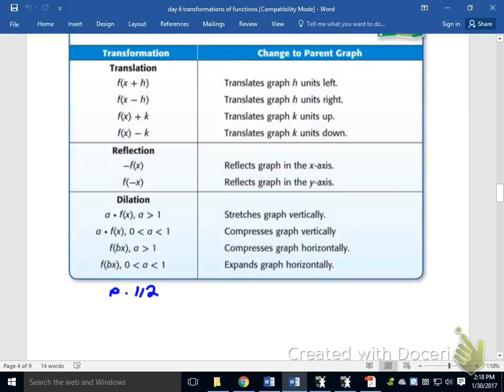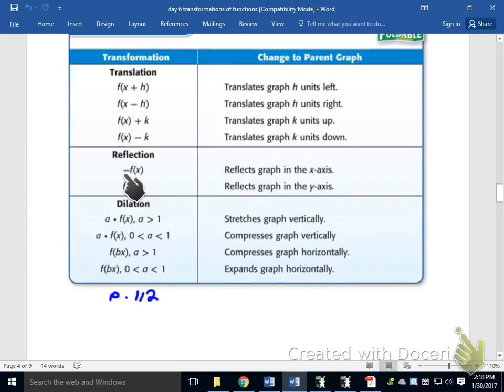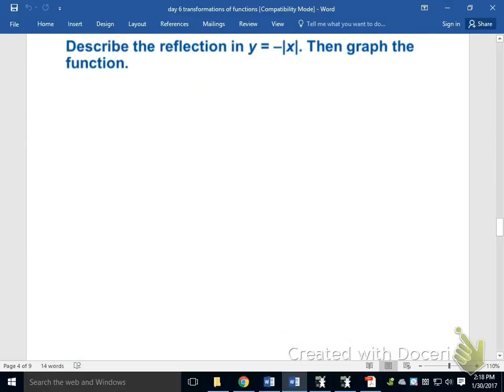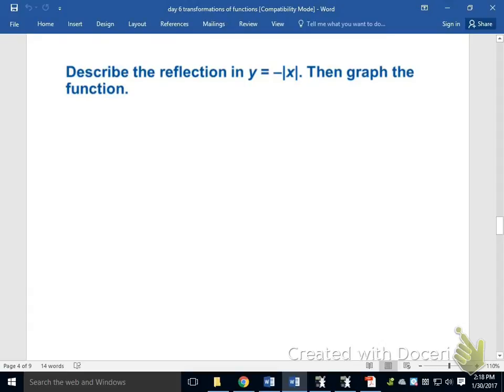Now let's go back to our list here. When the entire function is getting negated, that's a reflection in the x-axis, meaning now this graph's going to be going down. All right, so now I'm going to go ahead and write that in, that this is a reflection in the x-axis.